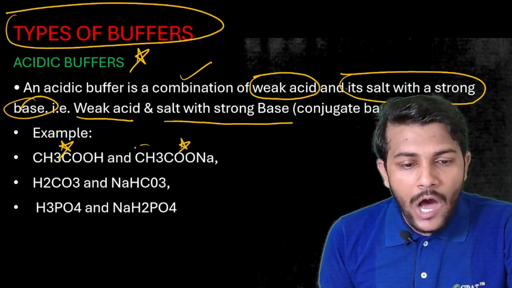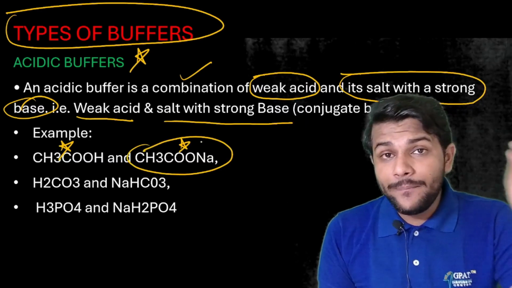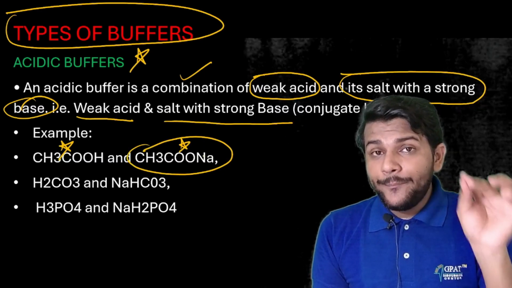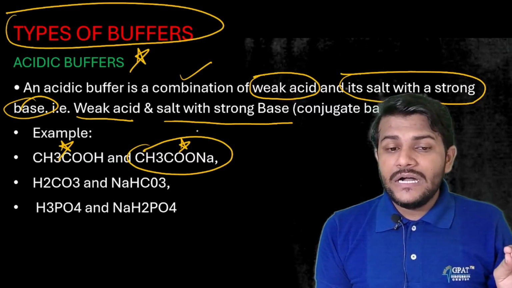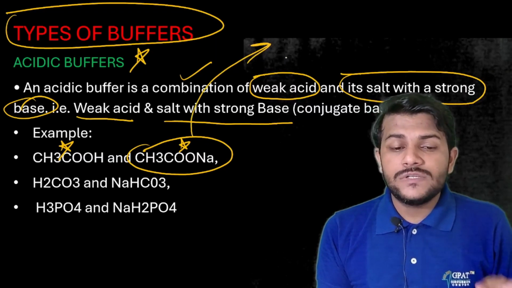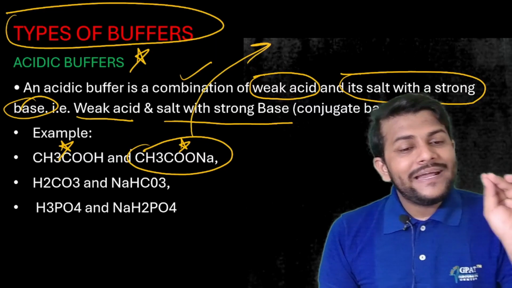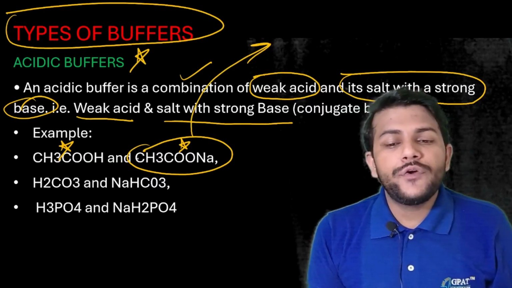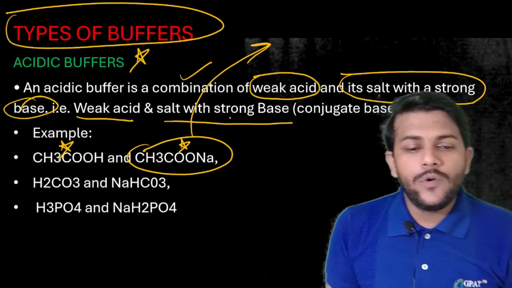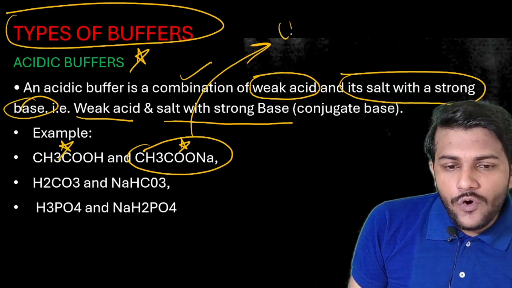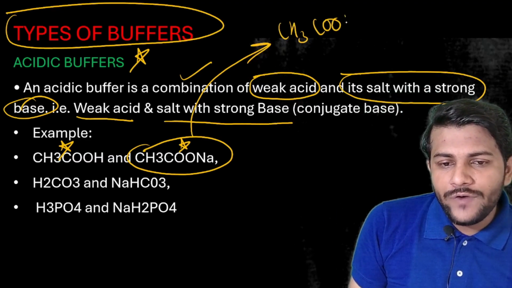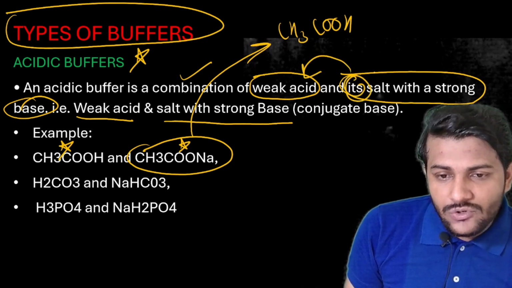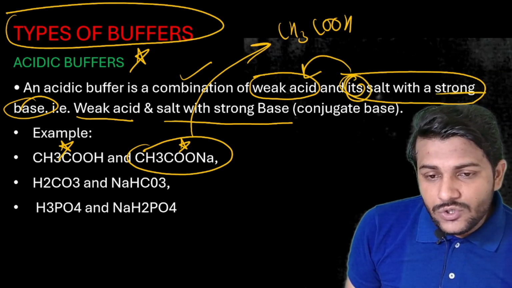How is it formed, sir? Student, please focus here only. The buffer concept is very important, and many students have doubt in this concept. I told you acid buffers are made by the combination of a weak acid with its salt with the strong base. So how is it formed? It is formed with its salt, meaning the weak acid salt, its salt with strong base.